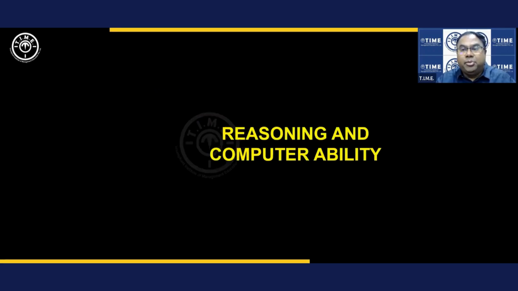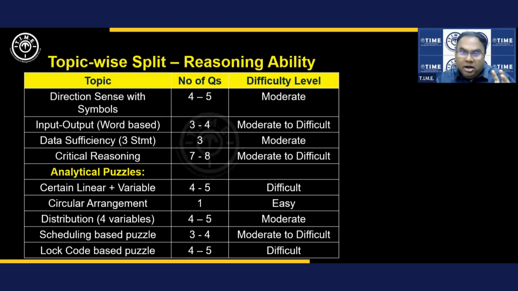Now, reasoning and computer ability. We don't have any questions on computer ability. All the questions were based on logical reasoning. Direction sense, 3 persons with symbols. With symbols is an old model, but there are 3 persons given. 4 to 5 questions, which were moderate in nature. I'll come back to input-output.